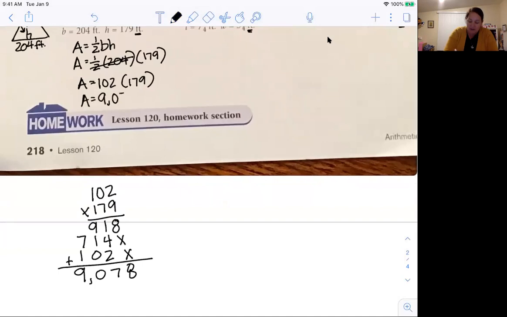Area equals 9,078 square. What are we doing on this one? Oh, no, I am wrong. Why is that wrong? Telling you guys, sometimes I'm wrong.